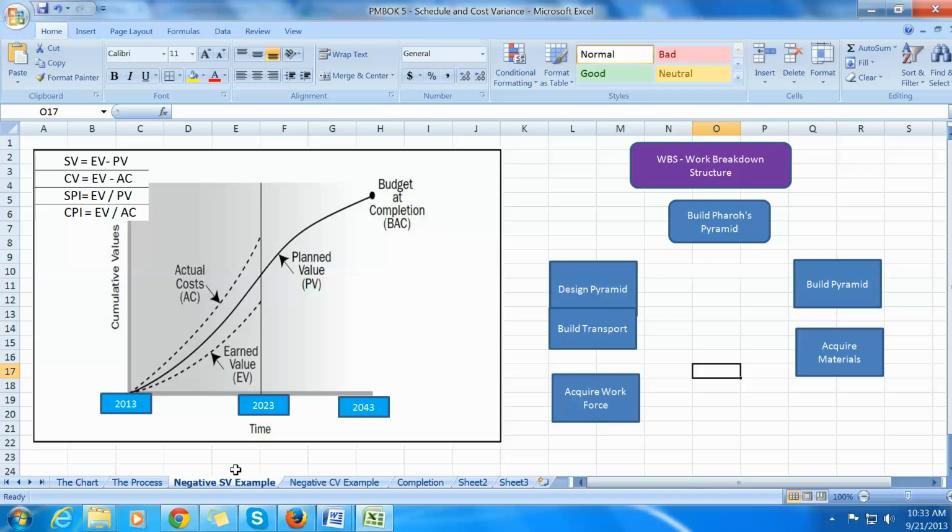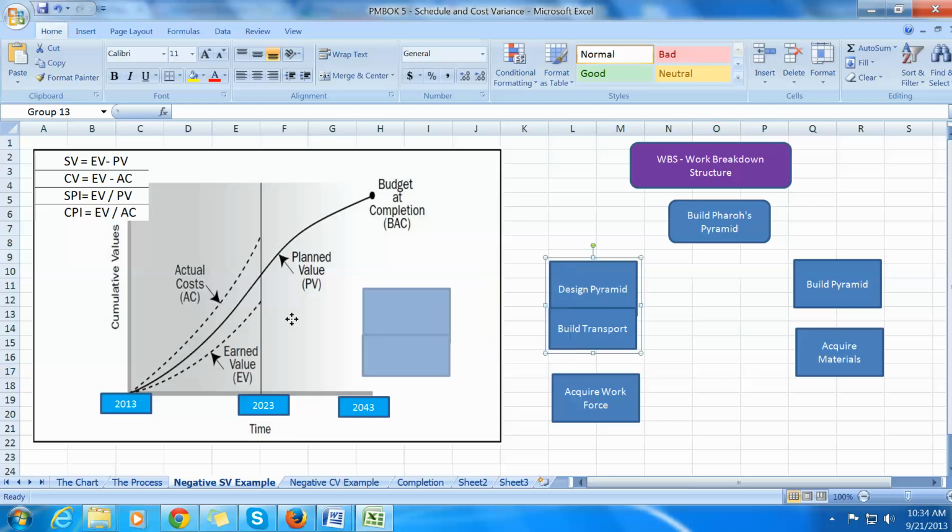Let's take an example of a negative, down here, a negative schedule variance example. This answers the question of, is the project on schedule? So in the work breakdown structure here, we had design pyramid, transport, acquire workforce, and at a later time build pyramid, acquire materials. But you began in 2013, and by 2023 you were supposed to have designing of the pyramid, building of the transport system, massive roads, the system for bringing granite up the Nile, and acquiring workforce all done.